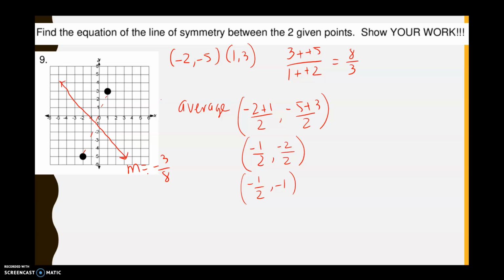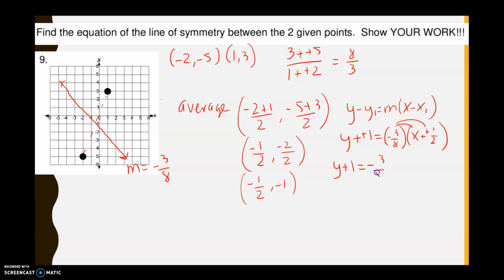Now I'm going to use the point-slope formula. Remember, that's y - y1 is equal to m times x - x1. So I'm going to get y minus, and my point here is -1, equal to m, which is -3/8, times x minus, and my x1 is -1/2. Double negative becomes positive. So I'm going to get y plus 1 is equal to, now when I distribute here, I get negative 3 over 8x, and negative 3/8 times 1/2 is negative 3 over 16.